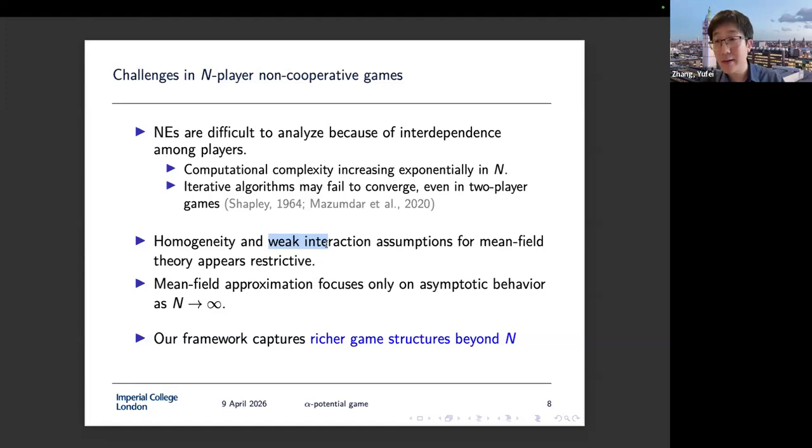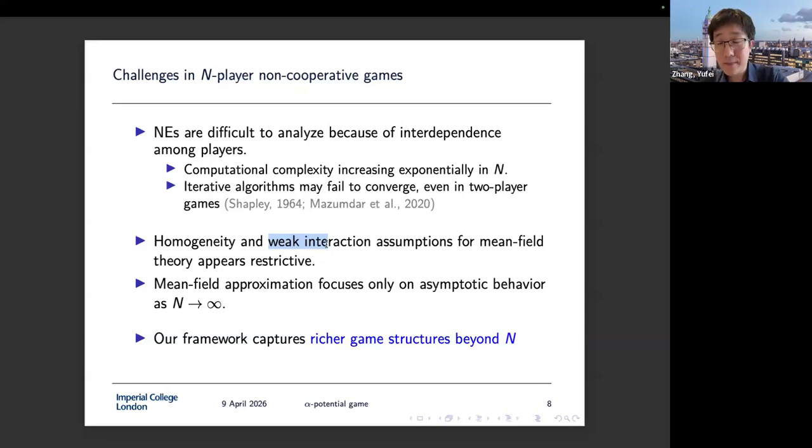Because of this weak interaction, heuristically, you can send the number of players n to infinity. As there is a sufficiently large number of players, you don't care about any individual player's position. You only care about the aggregated behavior of all the other players' positions. In this case, the game simplifies to a game of a representative player and the corresponding mean field distribution. And this allows you to simplify the computation of the game.